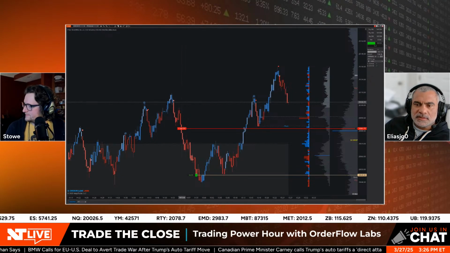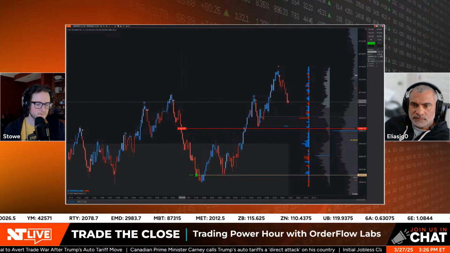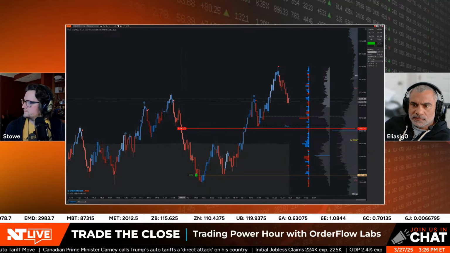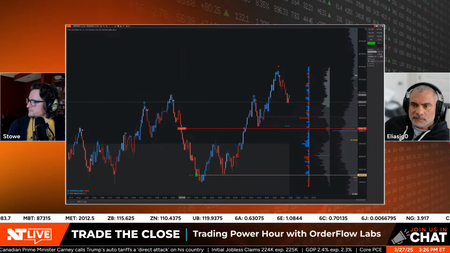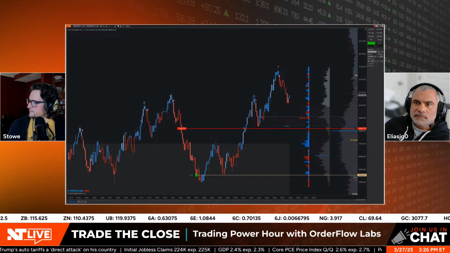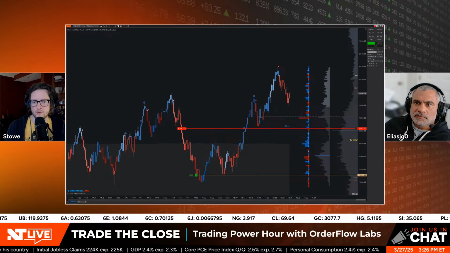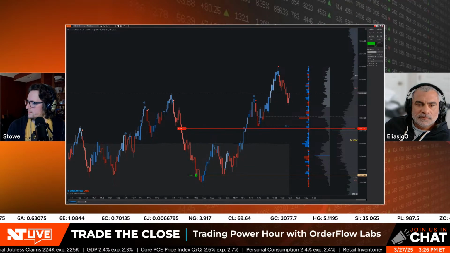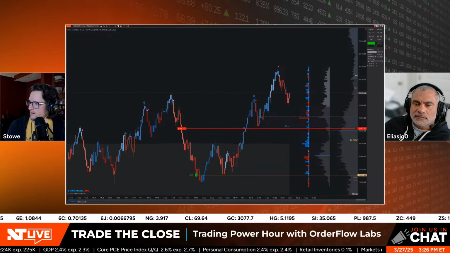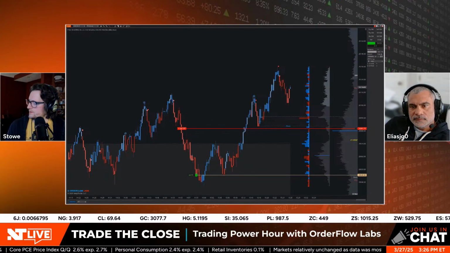What asset is it? This is the micro NASDAQ futures contract, MNQ. That's true, ES is showing a little more promise. It's just kicking off its previous week high, but it's holding its IBH right now.